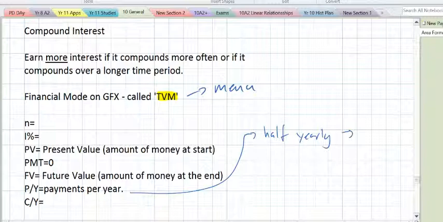Alright, if it was half yearly, how many payments would there be a year? 2. Good. Quarterly? 4. Monthly? 12. Yearly? 1. Well done. So you do remember it.